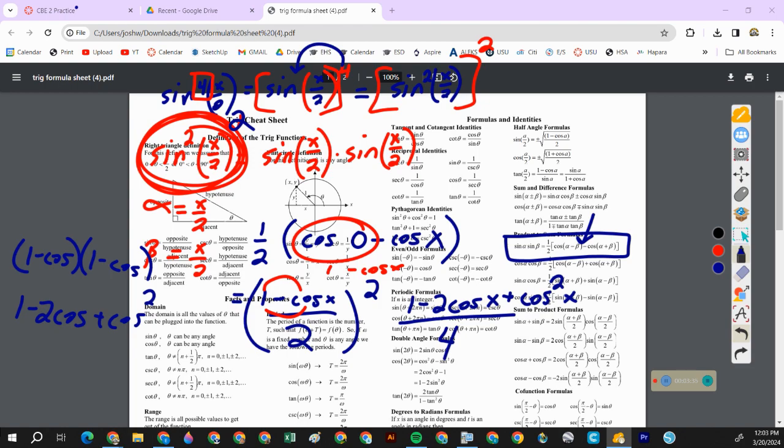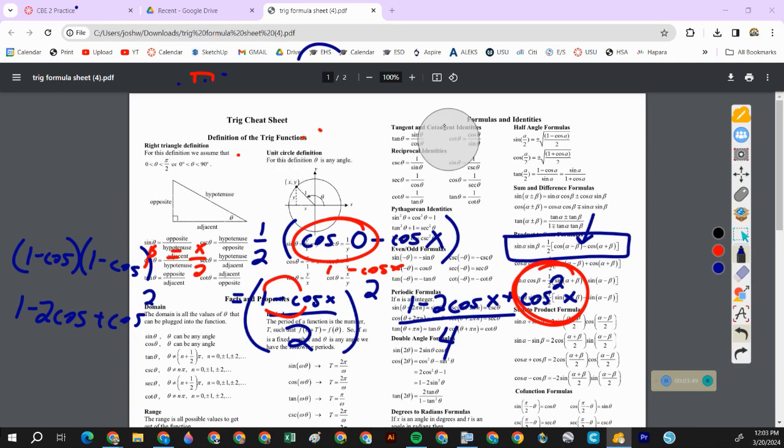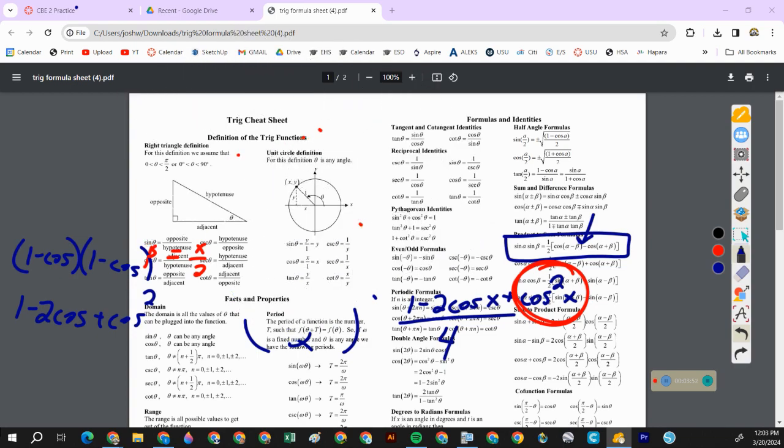Okay? All right, now all of that is good, but I'm not allowed to have a cosine squared. The problem said simplify it until you don't have a cosine squared. So right now, if I divide everything by 4, I get 1 over 4 minus cosine of x over 2 plus cosine squared of x over 4. Okay? Now I need to focus on the cosine squared.